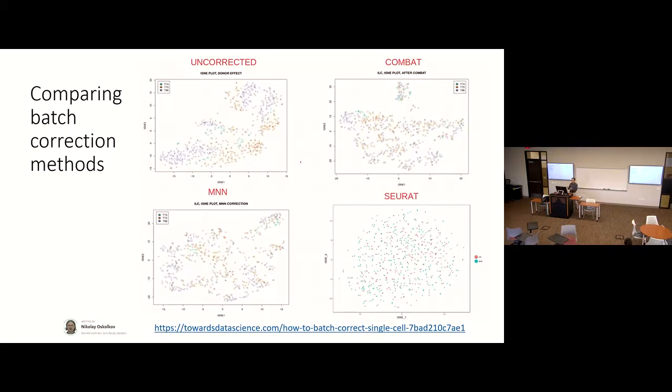We can use MNN, the mutual nearest neighbor method, or the method called ComBat, and Seurat has its own pipeline procedure to do this correction. So people always say, okay, we want to compare the different batch effect methods and see which one gives you the best correction.